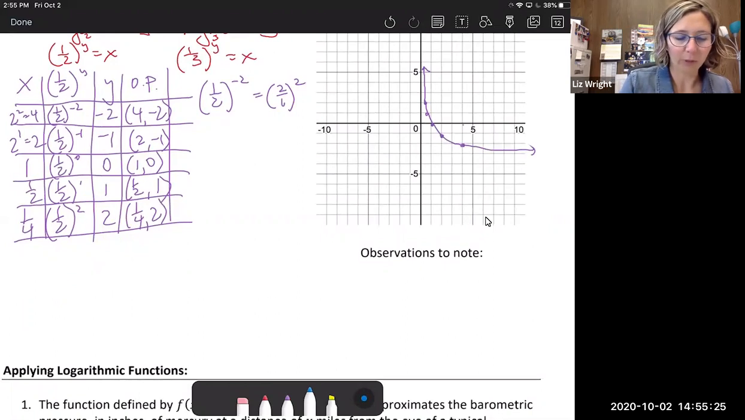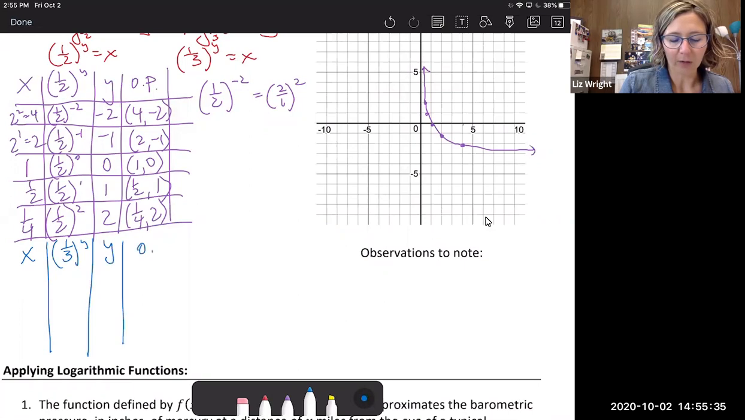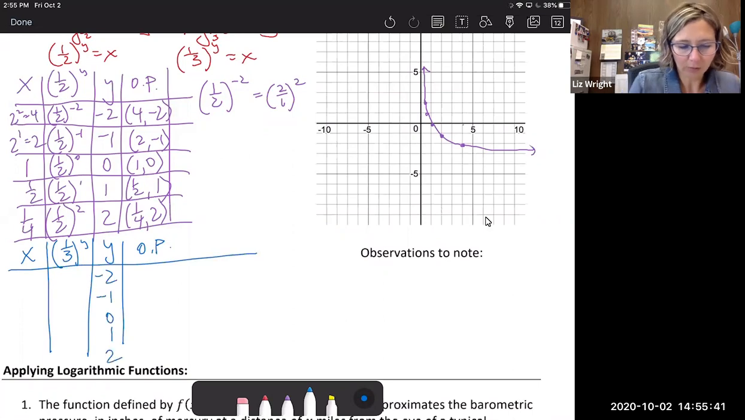I'm going to put this one in blue. So we've got x. We've got this time 1/3 raised to the y. And we've got our y, and we've got our ordered pair. And so it's going to be -2, -1, 0, 1, and 2.